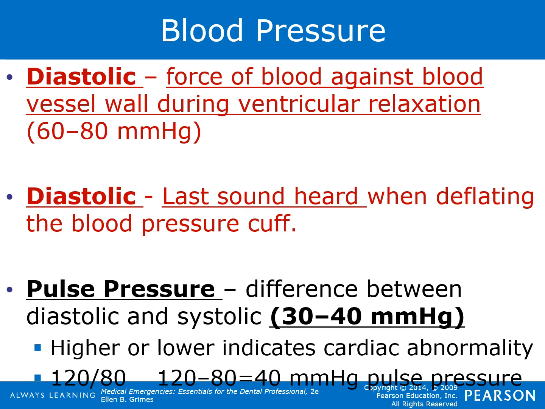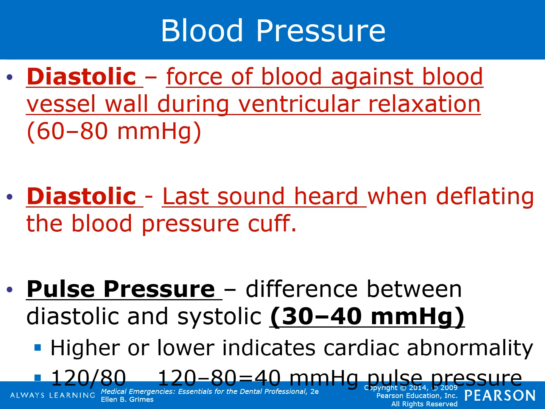Diastolic is the force of blood against the vessel wall during ventricular relaxation. It's usually somewhere between 60 and 80. If it's less than 60, that should signify something worth talking to the dentist about. If it's way over 80, especially if it nears 100, it's very dangerous, because that means it's forcing the blood against the blood vessel wall very hard, even while your heart is relaxed. So that's something to take note of for sure.